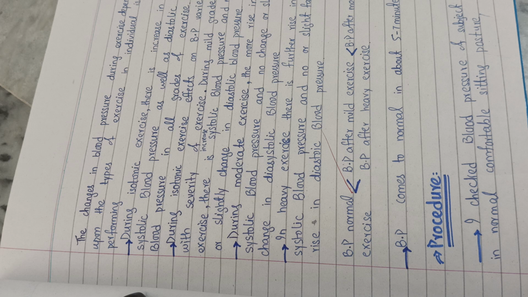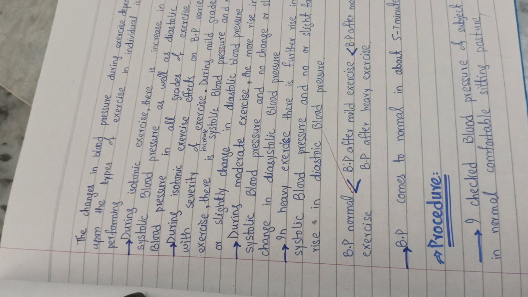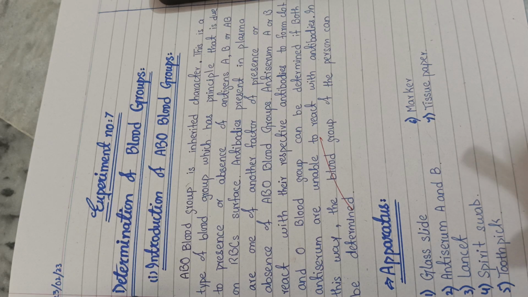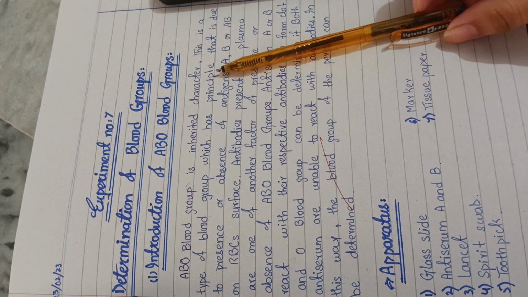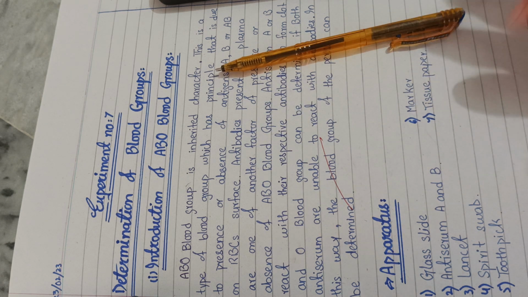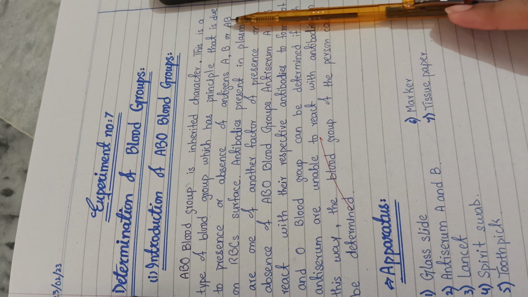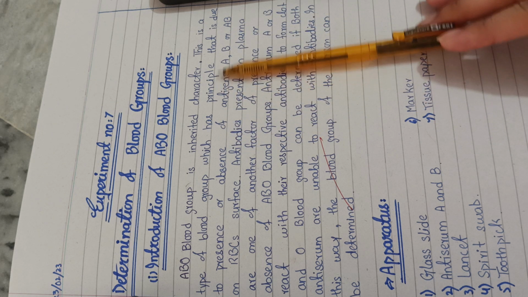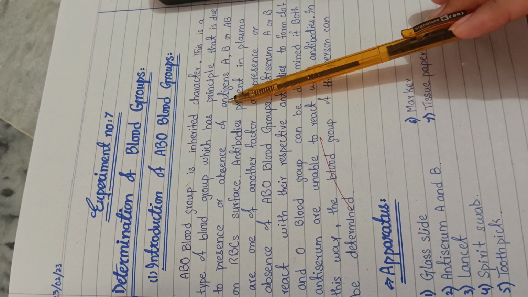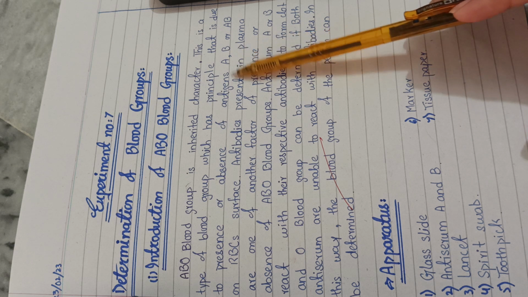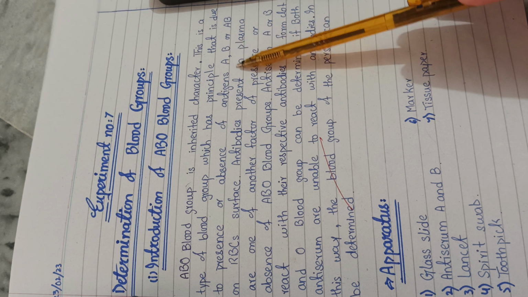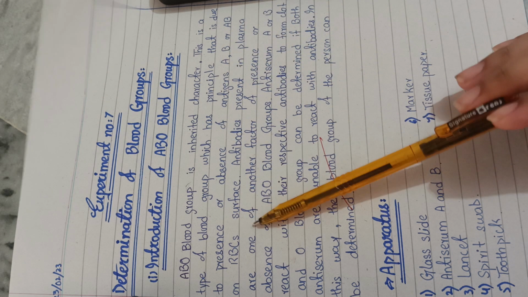Now we move on to experiment number 7. In experiment number 7, you are going to determine your blood group. Okay, so the first type of blood group is the ABO blood groups. The ABO blood group is an inherited character because it is inherited from parents to their child and offspring. It is a type of blood group which is principally due to the presence and absence of the antigens. There are 4 types: antigen A, B, AB and O.